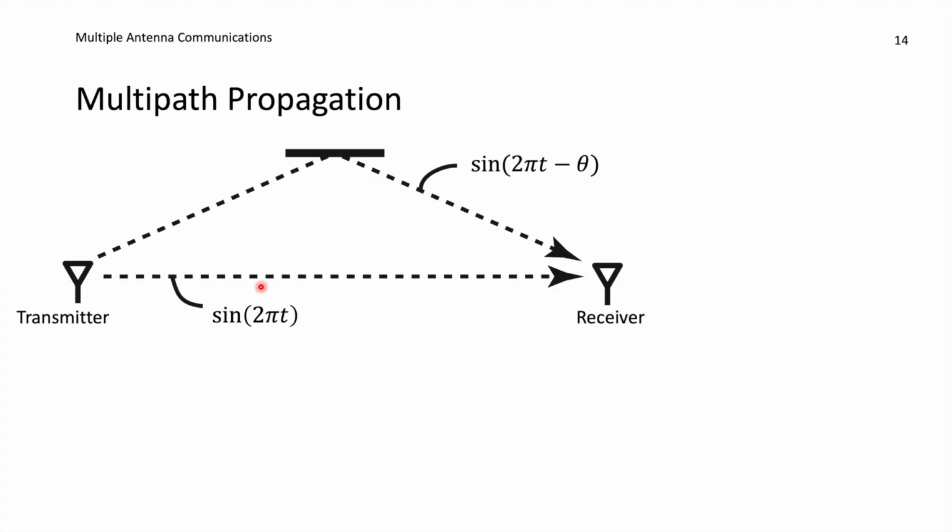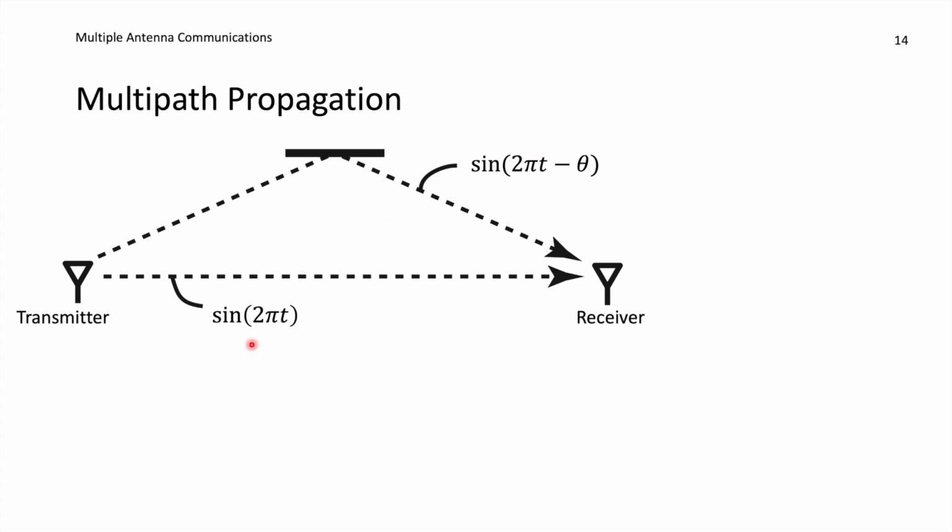Another benefit appears when you have multiple propagation paths. So say that you have a transmitter that is sending a sinusoid, sine 2 pi t. Then you have an additional propagation path where the signal is supposed to bounce off this object here. And this path is longer, so for that reason the signal that we are receiving over this reflected path has an additional phase shift.